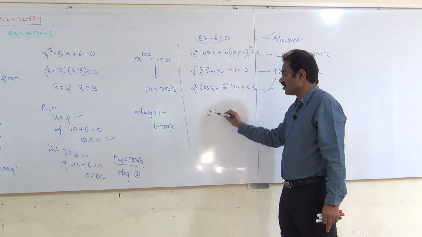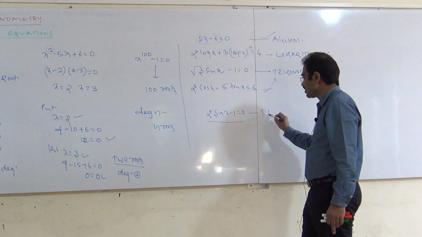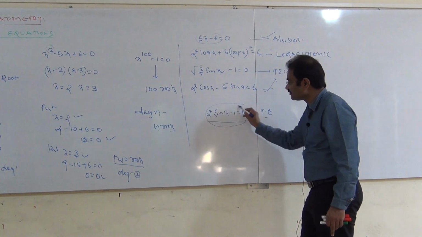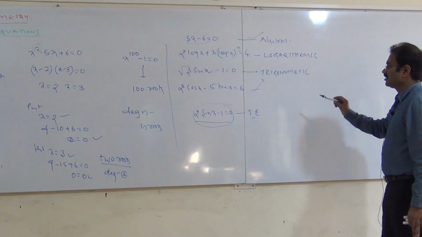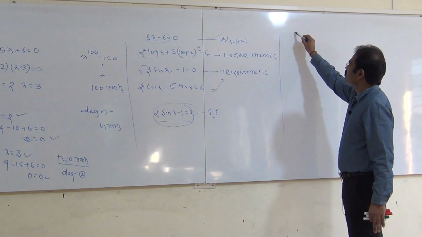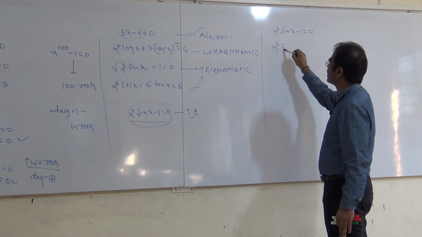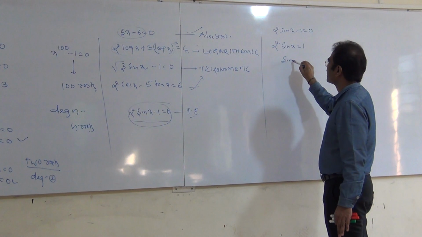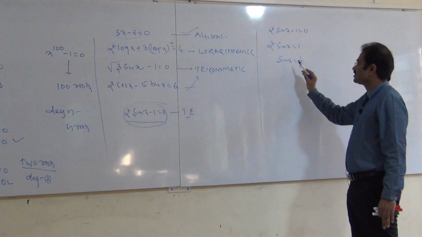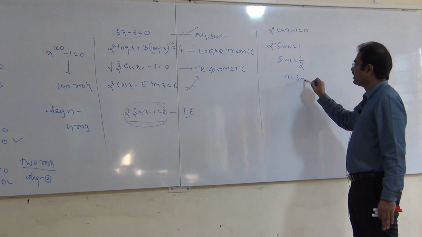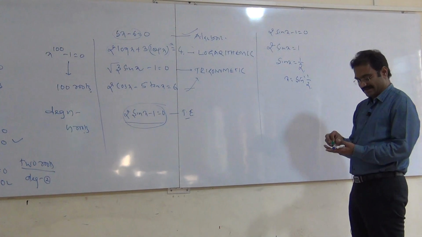I have one problem here: 2 sin x minus 1 equal to 0. This is also a trigonometric equation. I have to solve this equation. Now we take 2 sin x is equal to 1. So 2 sin x minus 1 is equal to 0. Therefore 2 sin x is equal to 1, or sin x is equal to how much? 1 by 2. Sin x is equal to 1 by 2 means x is equal to sine inverse of 1 by 2. One thing I tell you, how it is written.